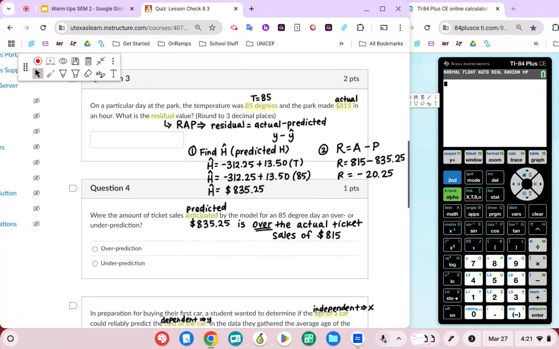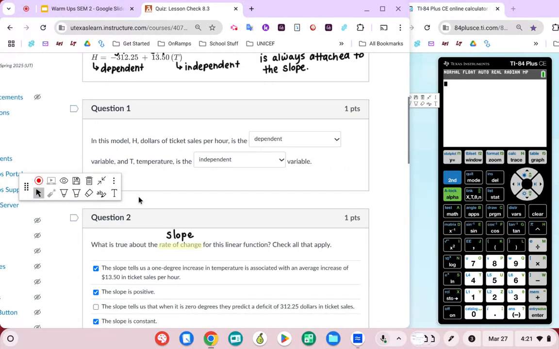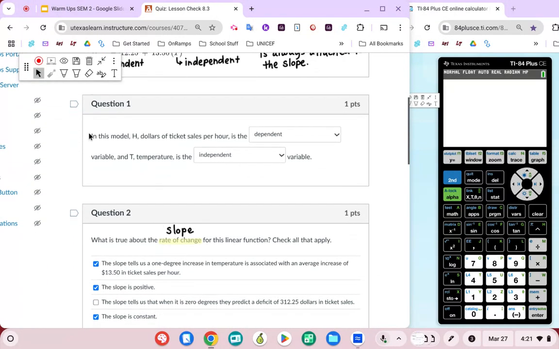On a particular day at the park, the temperature was 85 degrees and the park made $815 in an hour. What is the residual value? Remember the acronym RAP, R-A-P. R stands for residual, A stands for actual, P stands for predicted. So to find the residual, you take the actual value and you subtract the predicted value. So what we do to find the predicted value is we go back to the equation they gave us up here at the top.